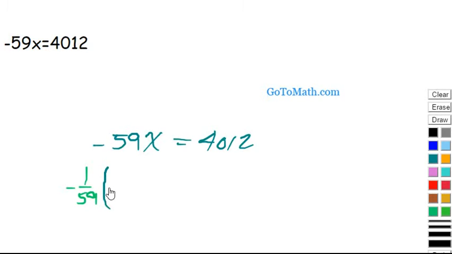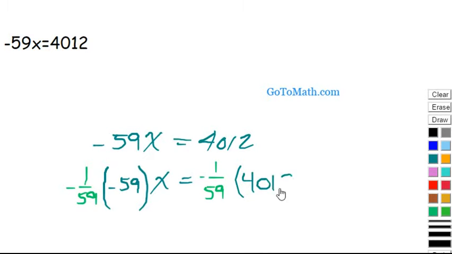I'm going to put a parentheses here because of this negative sign. 59x is equal to, now what we do to the left hand side we must do over here to the right hand side. So negative 1 over 59 times 4012. Now, I didn't need to put that in parentheses, but for some reason I did anyway, so let's not get too caught up in all that.